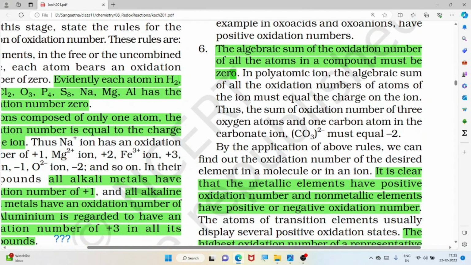The algebraic sum of the oxidation numbers of all atoms in a compound must be 0. In a polyatomic ion, the algebraic sum of the oxidation numbers of the atoms is equal to the charge on the ion. So in the carbonate ion, the total oxidation number is equal to negative 2.